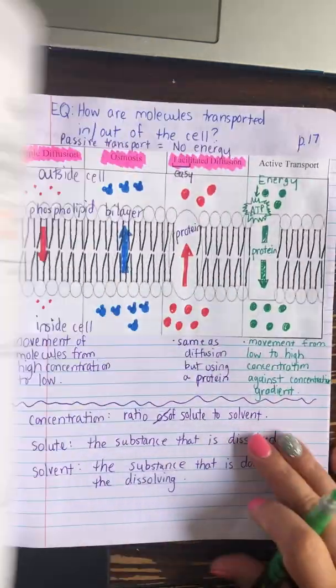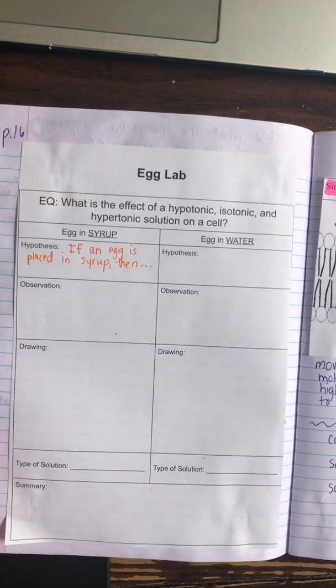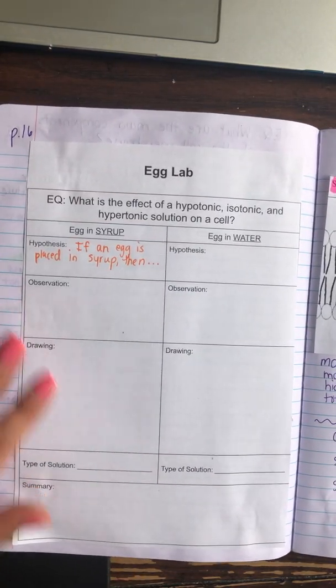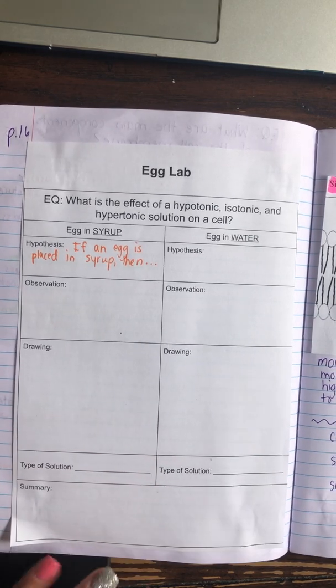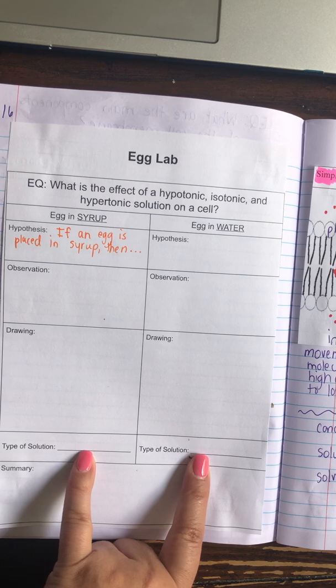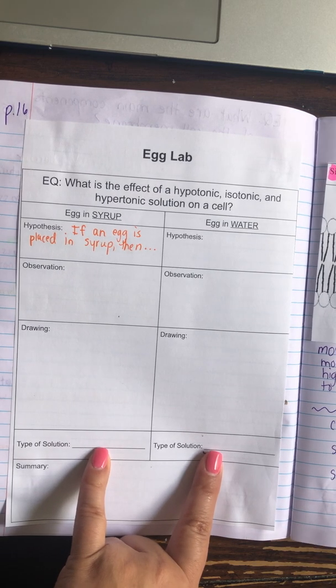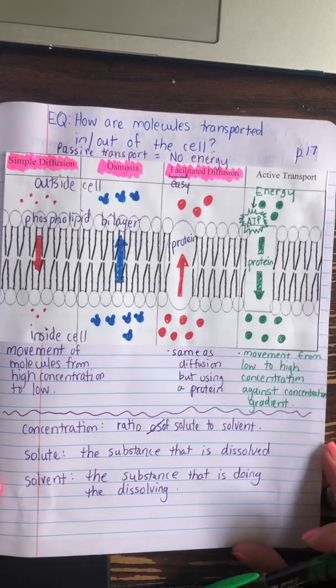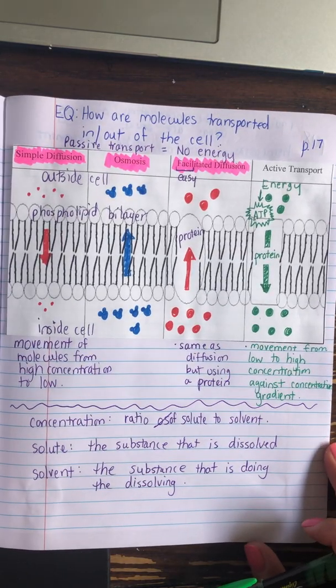Well, on page 16 is where you have your egg lab, and I'm going to come back to this in a second. There are 2 things I want to fill out right here with you that I expect you to know that I don't think I had a chance to go over with you in class. Page 17 is probably the most important page for the test.